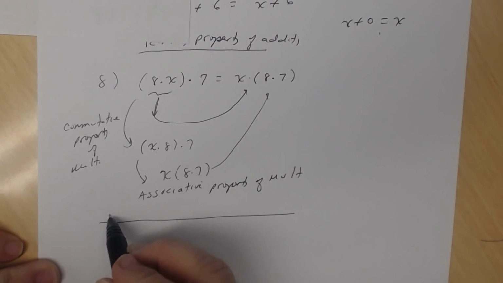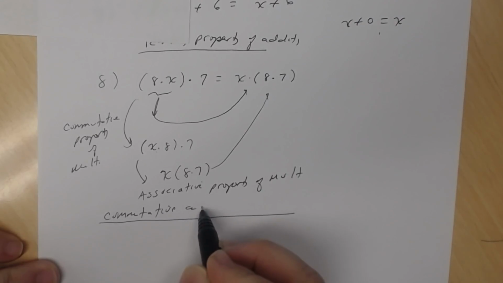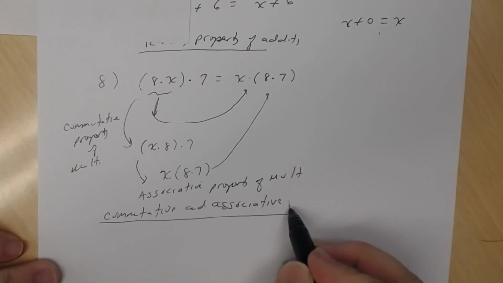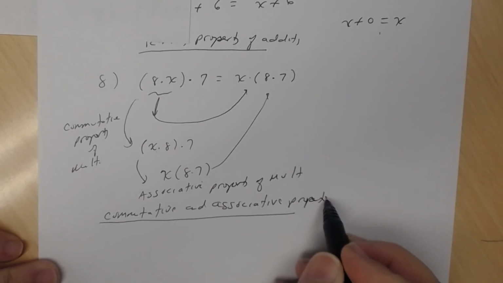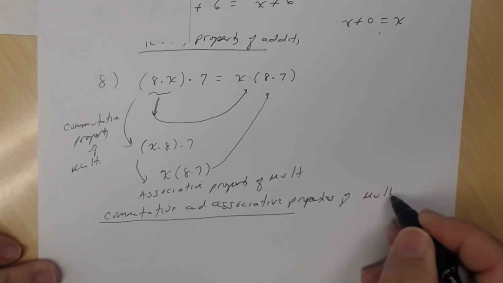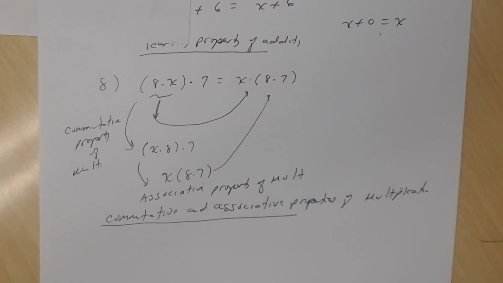So in the blank, you would say commutative and associative properties of multiplication. Number 8 was a little complicated because it's hard to see those two things sometimes. We're using two different properties. Okay, so that's going to take care of this lesson.